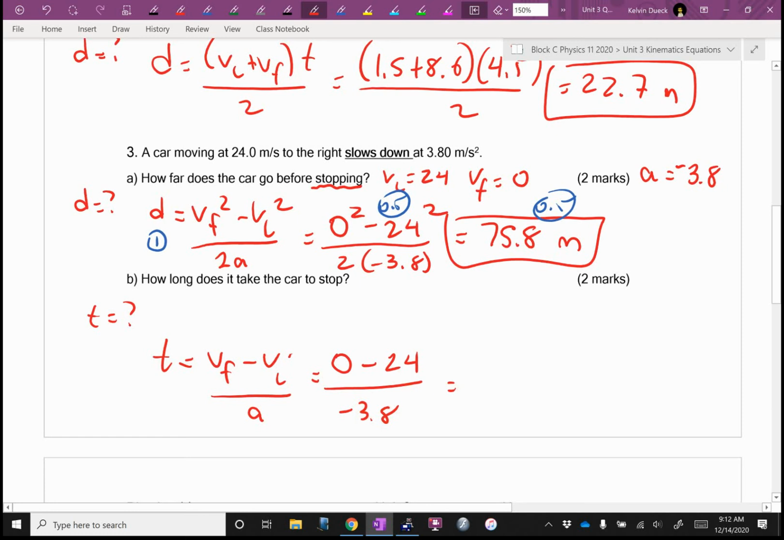Remember, time is the one value that will always be positive. If you get a negative time, you have made a mistake somewhere. Doesn't mean you're traveling backwards in time. I saw a movie once where they went backwards. No, time doesn't go negative, okay?